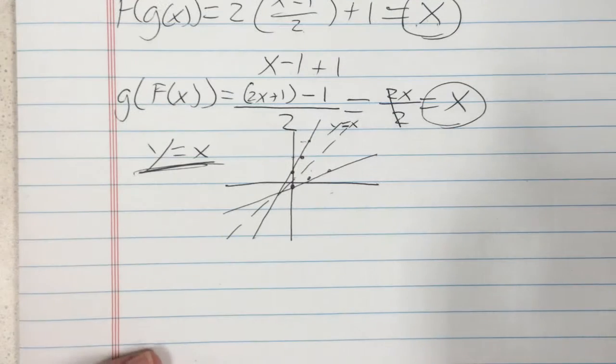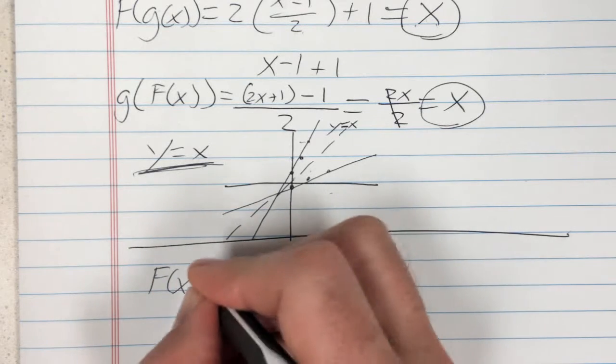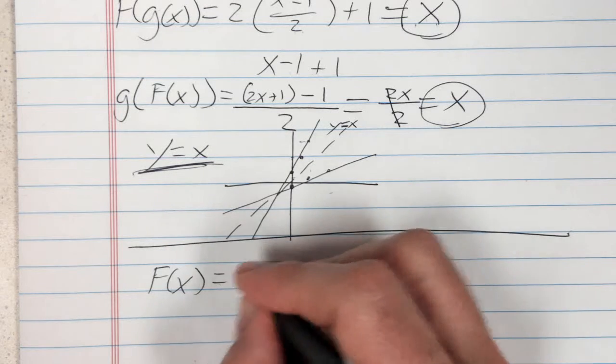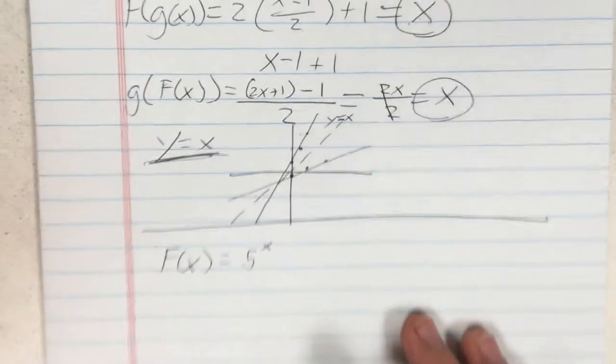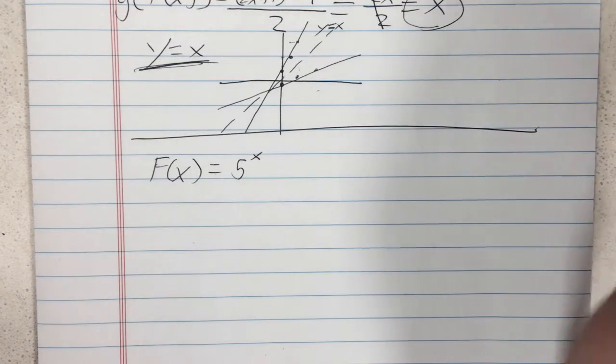All right, so now we're going to add on to that, doing logarithms. So if we have f of x is equal to 5 to the power of x, we want to find the inverse.